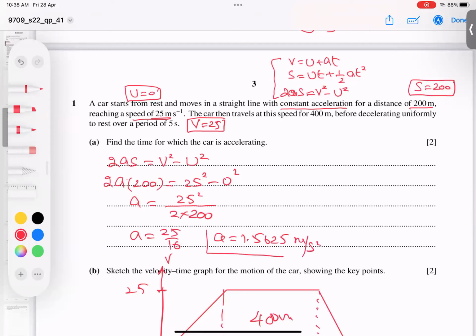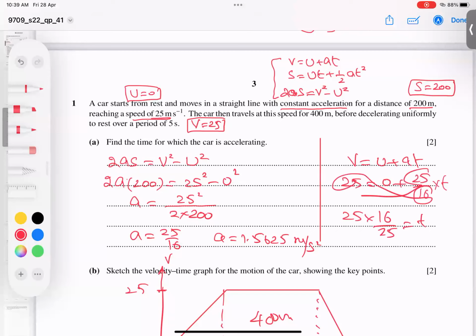Although this is not my target, this is a semi-target. The actual target is something else, and that is time. Now I have the acceleration, so I can use the top equation. v equals u plus at. v is 25, u is 0, acceleration I just got, 25 over 16, and time is unknown. So 25 equals 25 over 16 times t. I multiply there and divide, the 25 cancels out, and t becomes 16 seconds. Alhamdulillah, this was my first question done.